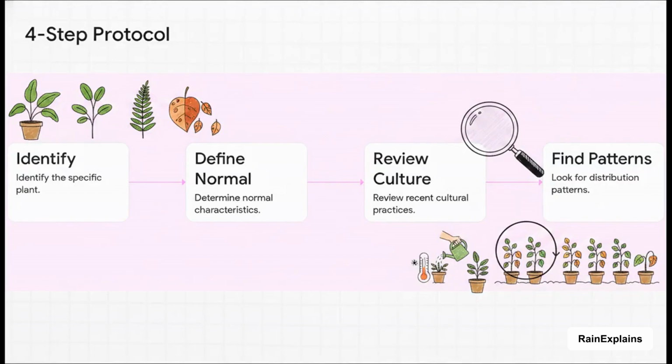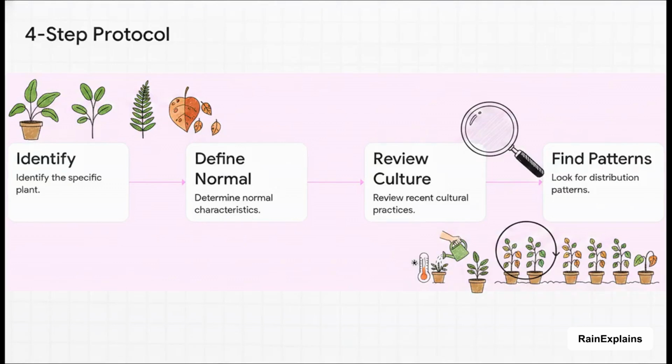While the top agricultural experts use a pretty intense 10-step fact-gathering method, we can actually distill all of that into a highly actionable 4-step diagnostic protocol for us to use. Step 1, identify the plant. I mean, you can't know what's wrong if you don't even know who the victim is, right? Step 2, define what is normal. Some plants just naturally drop half their needles in the fall, or they have spotty, variegated leaves.